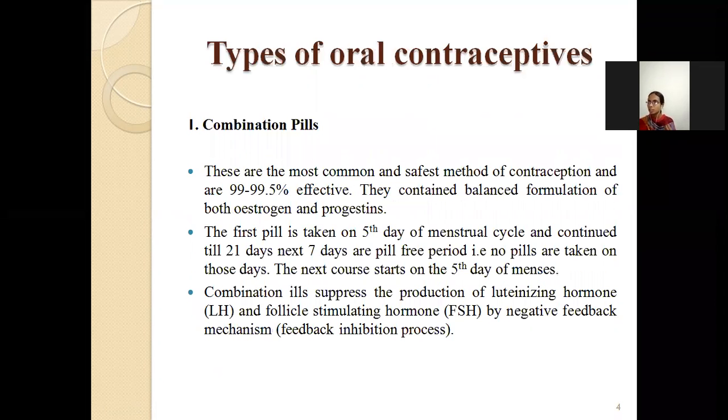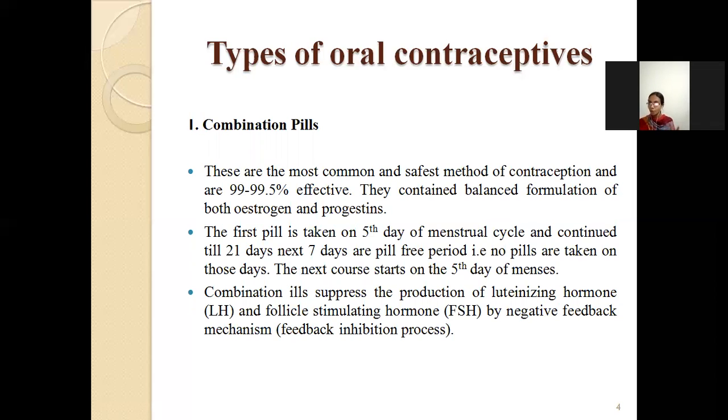So what are the types of oral contraceptives? First one is the combination pill. It is given as a combination of estrogen and progesterone, meaning it contains both. These are the most effective and safest method for contraception, meaning birth control. It is 99% effective when compared with other methods, and it contains a balanced formulation of estrogen and progesterone.